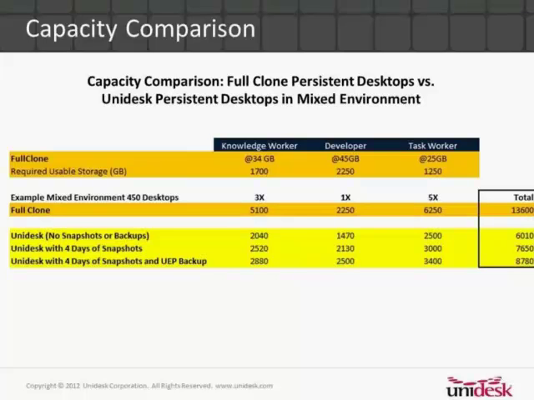So what I always think is I expect you to use those things. I would expect with Unidesk you'd use 8.8 terabytes, but you'd still be saving a significant amount of storage from a capacity standpoint back to that original full clone model for persistent desktops.